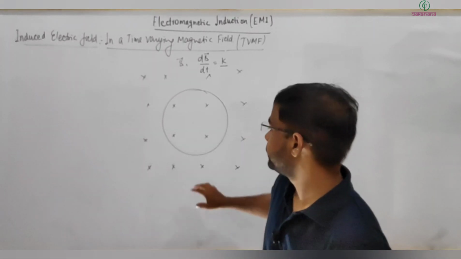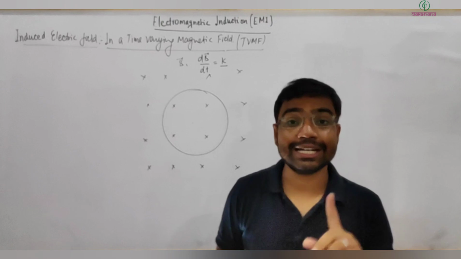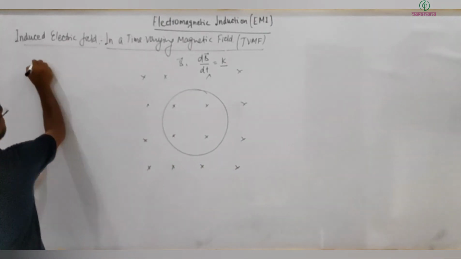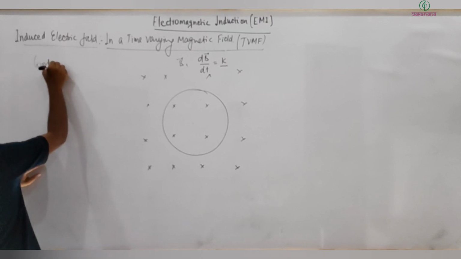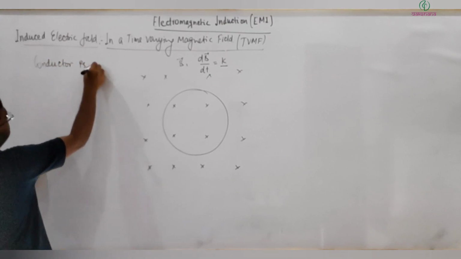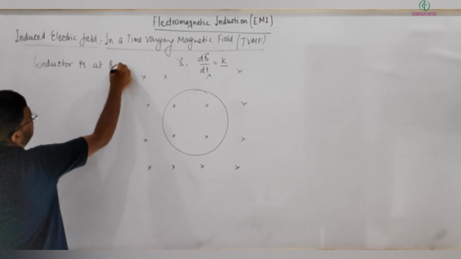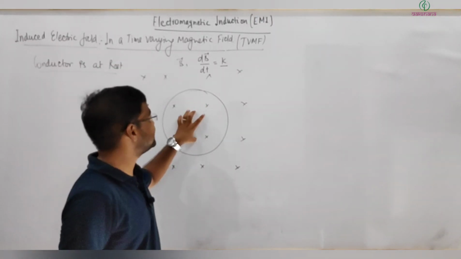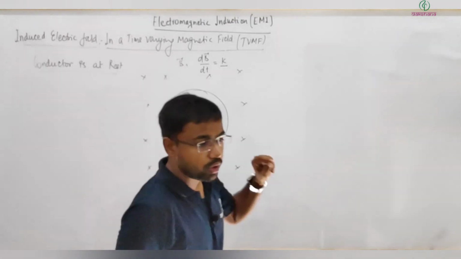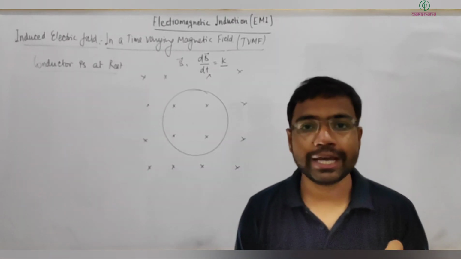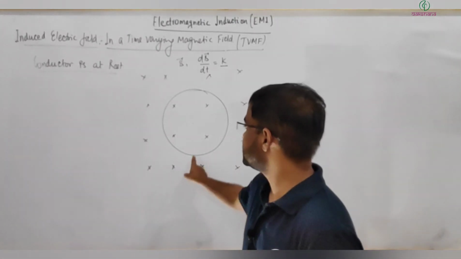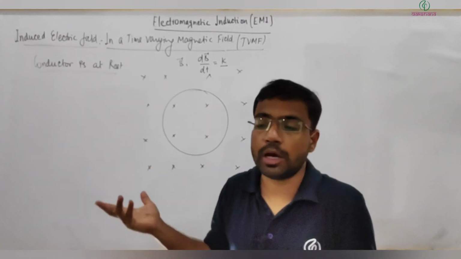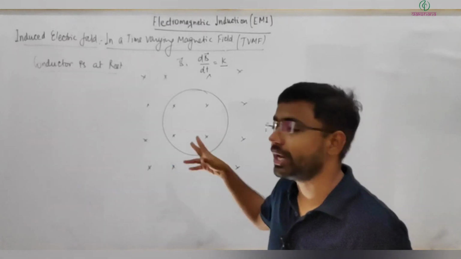The next point is, here in this situation you can see the conductor is at rest, but the magnetic field is present and it's changing. So now, with the conductor at rest, what can I say? That means the charged particles or electrons, which are primarily responsible, which actually flow.